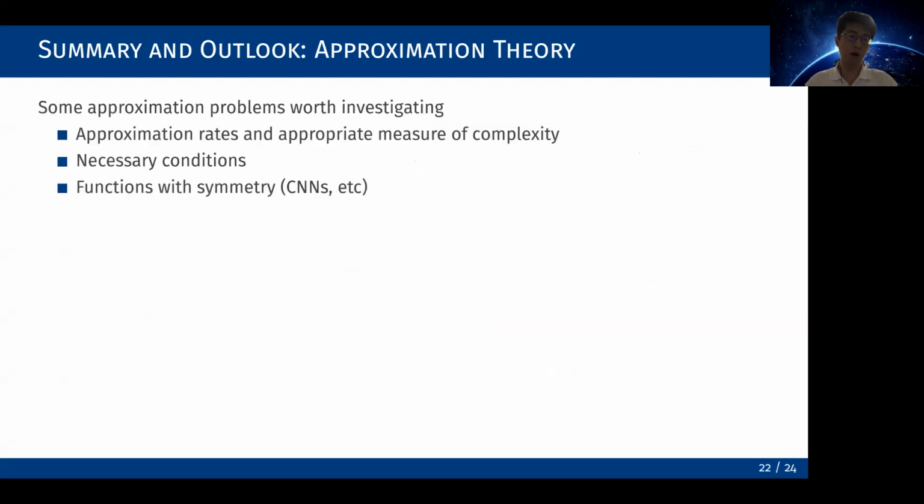Okay, so some future work: we can try to study the approximation rates of various things, which I didn't mention, but we did talk about a little bit in the paper. And of course, we can talk about necessary conditions for optimality, necessary conditions for approximation. And this is maybe of purely mathematical interest. And also we can discuss whether we can approximate some functions with symmetry, for example, CNNs. We have some results in this direction coming up soon. So with that said, I've come to the end of my talk.